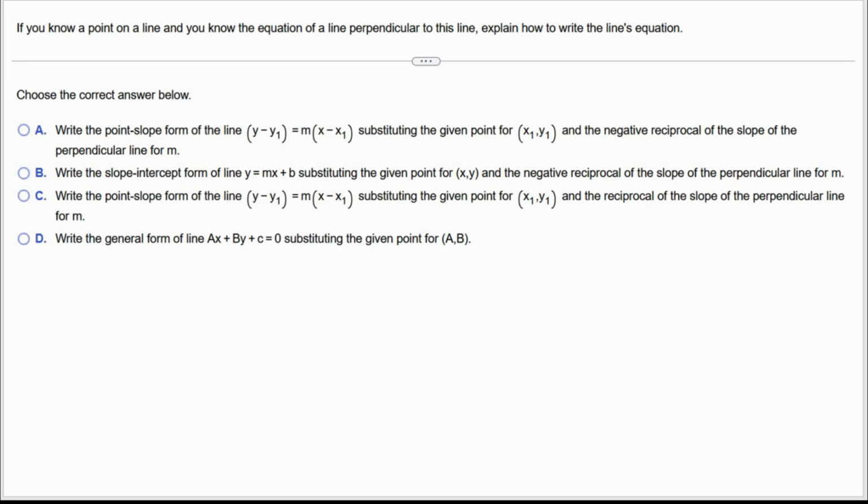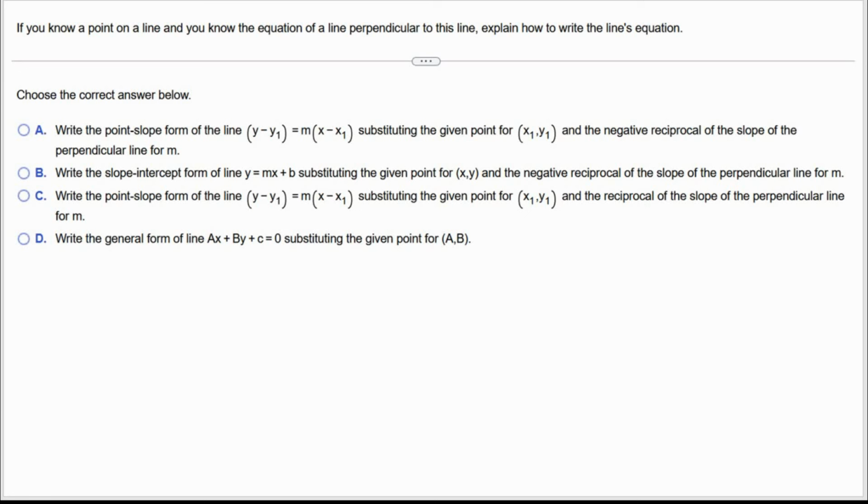Write the slope-intercept form of the line. This is part B. Y equals mx plus b, substituting the given point for x and y and the negative reciprocal of the slope of the perpendicular line for m. So part B, we're going to rule that one out, right? Because of how they start, that's incorrect. We want to start with the point-slope form, not the slope-intercept form.